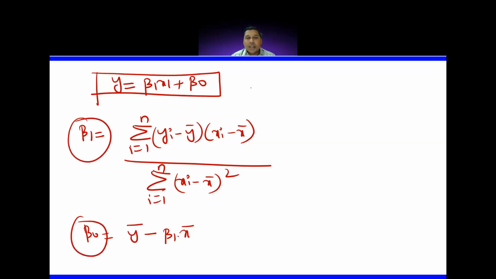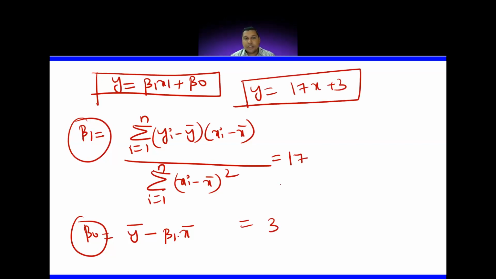Suppose if you calculate this, it is some 17 and this is around 3. So your equation will be 17x plus 3. This is your regression equation. We will take a small, simpler example which will help us in calculating the values. We are given the values of y and x, and we see how you construct the regression model using these formulas. Beta 1 is the summation of (yi minus y bar) into (xi minus x bar) divided by the summation of (xi minus x bar) whole square.